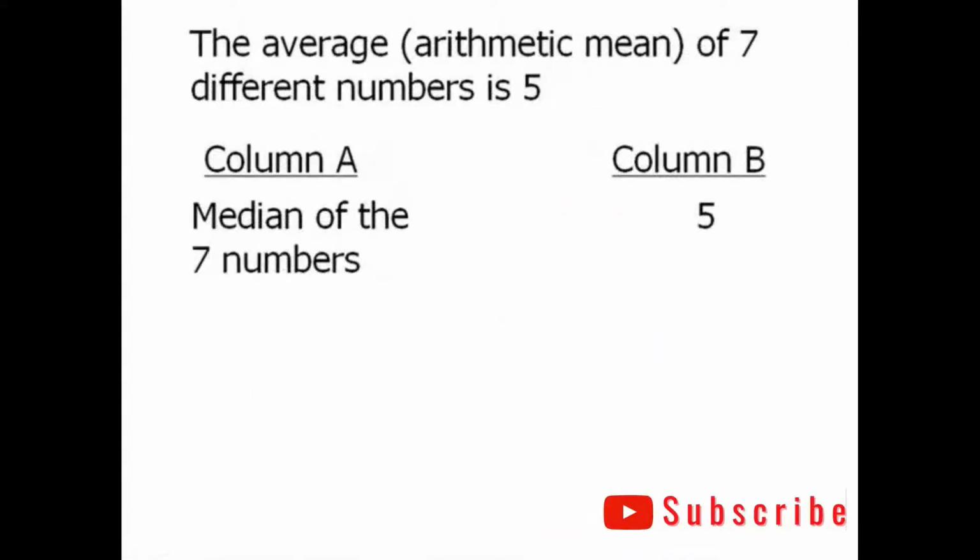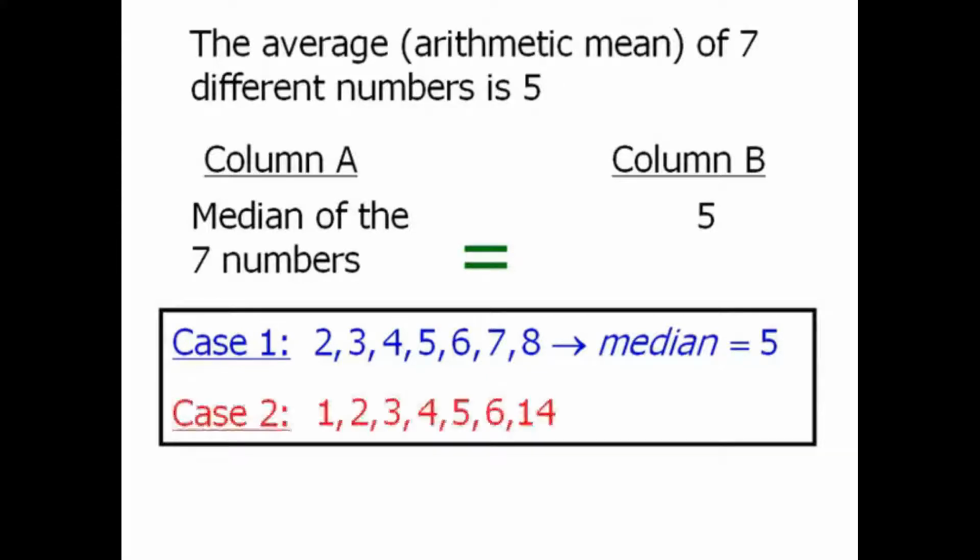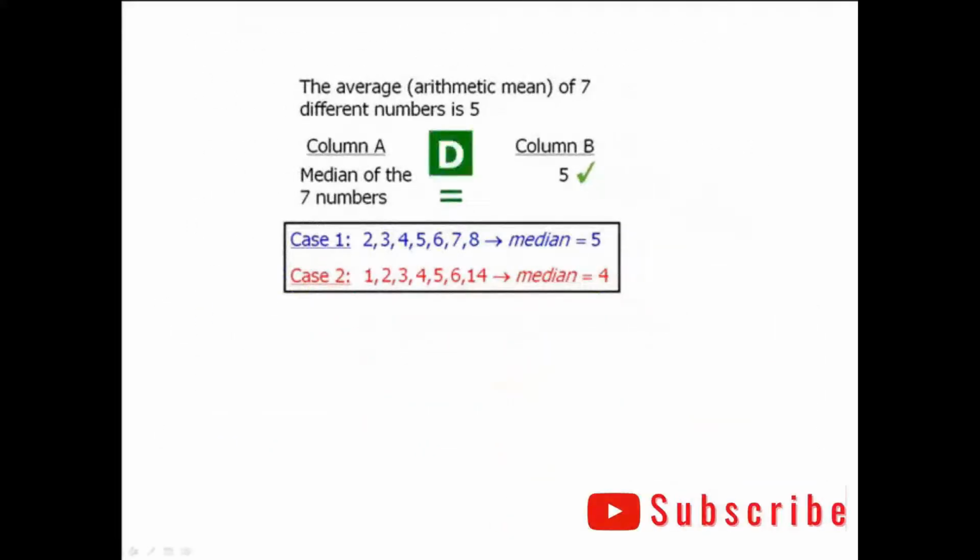Okay, to solve this question, we're going to find conflicting sets of values. So one possible set of values is as follows, and here we see that the median is 5. So in this case, column A will be equal to column B. Another possible set of values is as follows, and here we see the median is 4, in which case column B is greater than column A. So as you can see here, the answer must be D.